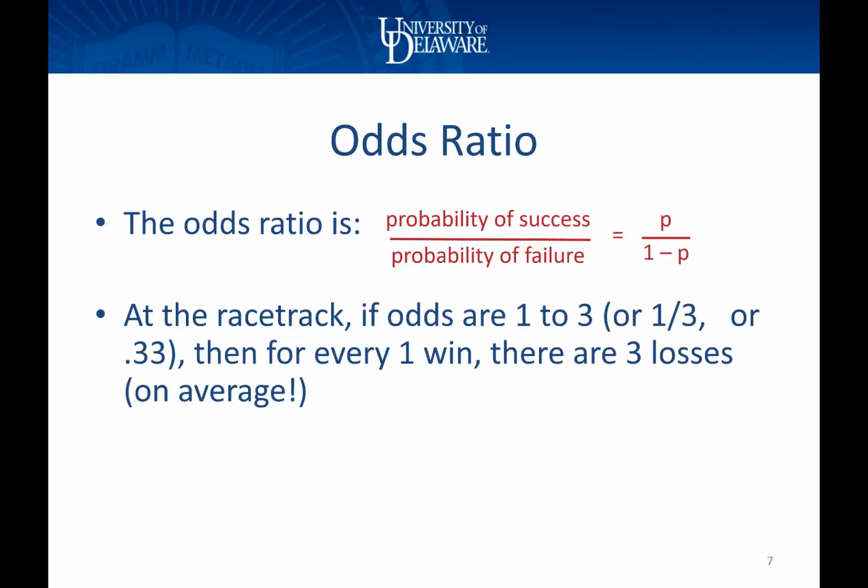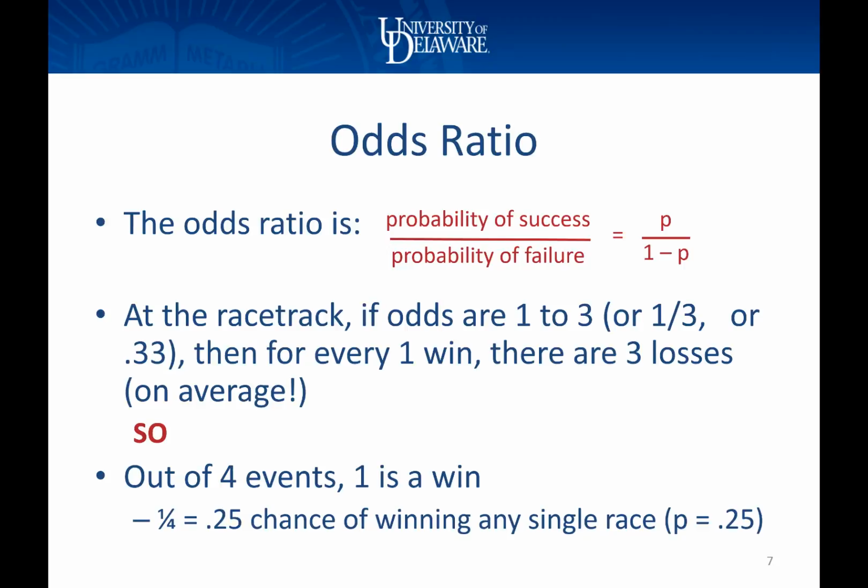At the racetrack, you might hear that the odds of a particular horse winning are 1 to 3. That's 1 divided by 3, or the decimal 0.33. And what it means is, for every 1 win, there are 3 losses on average for that horse. So, out of every 4 events, there's 1 win. So the odds ratio is 1 divided by 3, but the probability of success for that horse is 0.25.